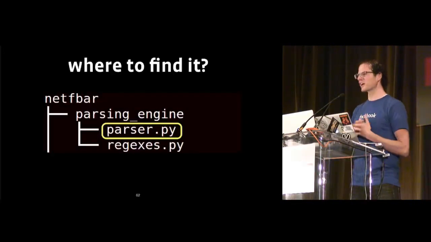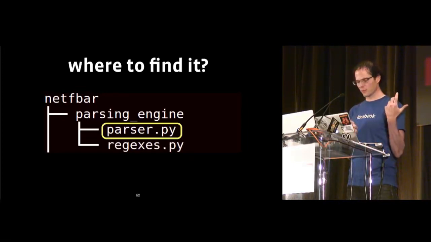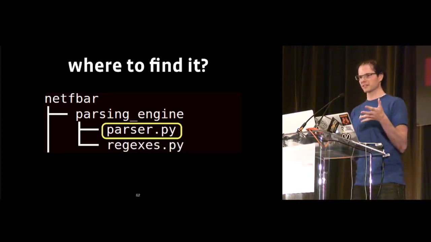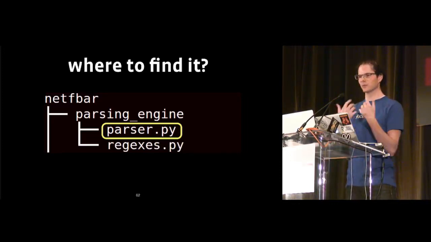Where to find this? This is under netfbar/parsingengine/parser.py. It's a slightly bigger version of what we built yesterday in the demo, and we're not going to repeat that. So I'm simply pointing out here where the file is, so that way, if you wanted to dissect the code, you have a reference point.